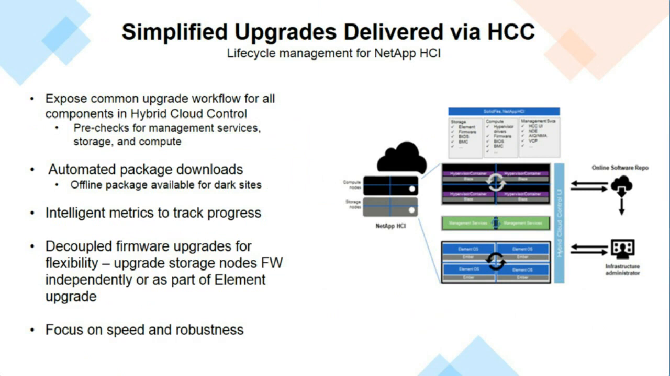We expose the common upgrade workflow for all components in the hybrid cloud control: pre-checks and management services, storage, and compute. So we can go check the environments before we start any of the upgrades. We also do an automated package download for the upgrade packages for storage and compute, and we can also do an offline package upload for dark sites.